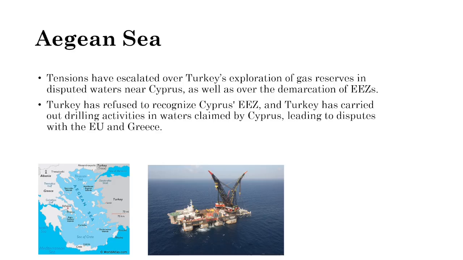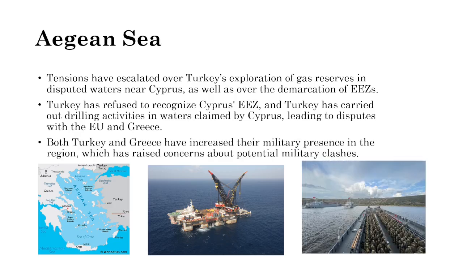And that's led to disputes and a lot of tensions within countries around the Aegean Sea, like Greece, as well as the European Union. Both Turkey and Greece have increased their military presence in the region, which has raised concerns, of course, about potential military clashes and violence.